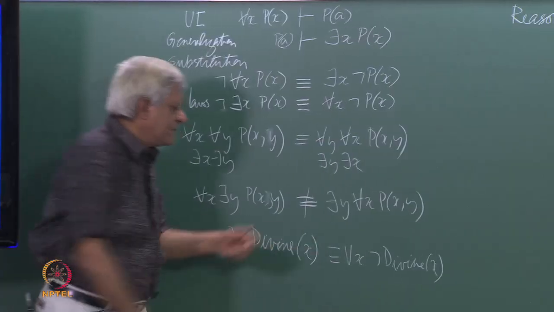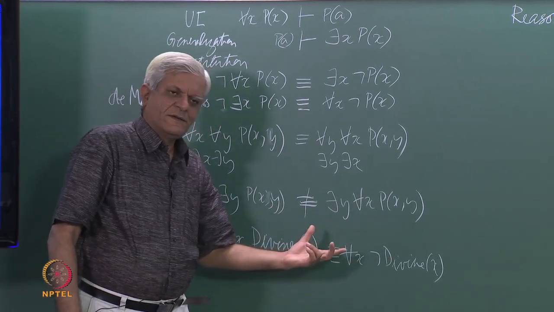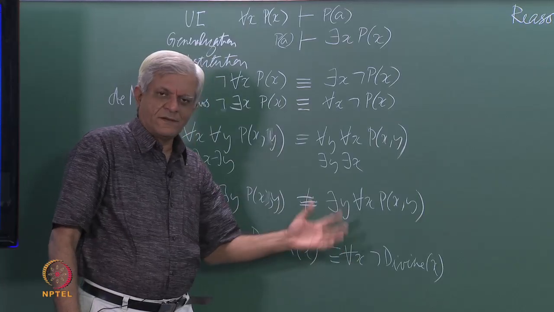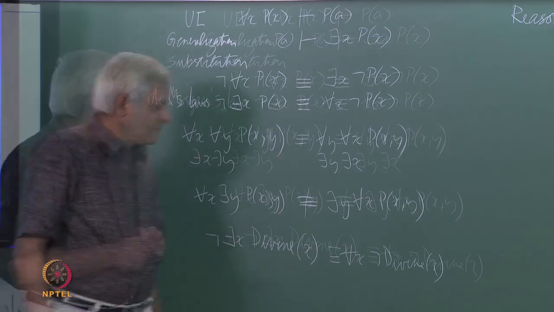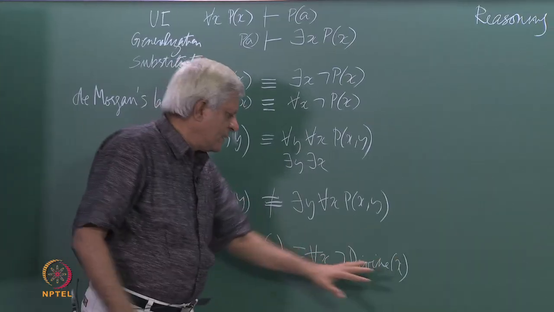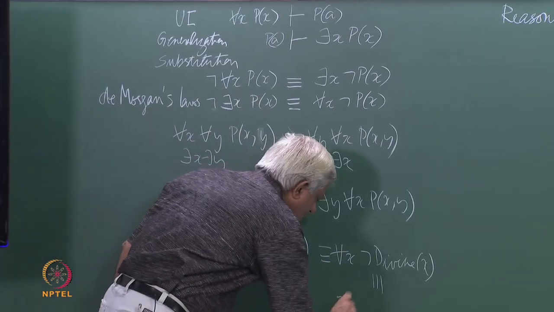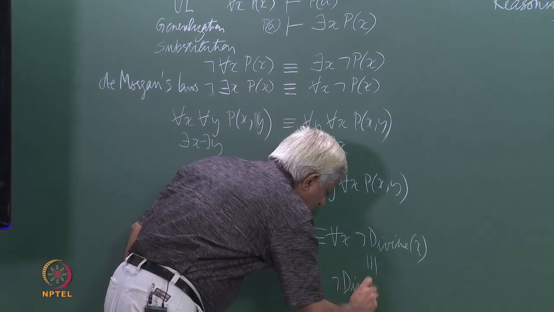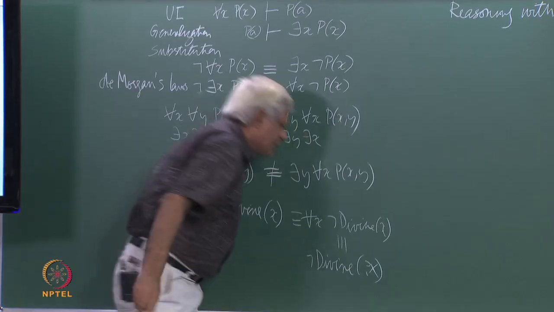So, we are saying that everyone is not divine, which is like saying that no one is divine essentially. So, this is a universally quantified variable. So, we can replace it if you want to put it in implicit quantifier form by saying not divine x by putting a question mark.